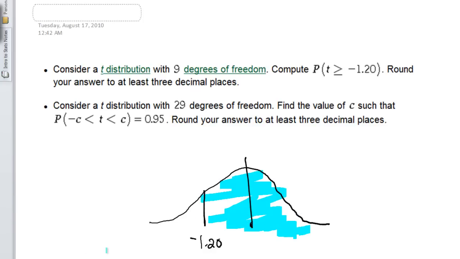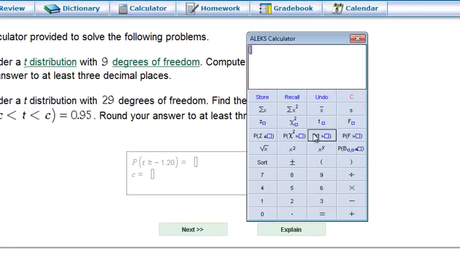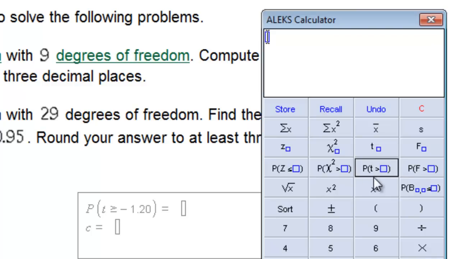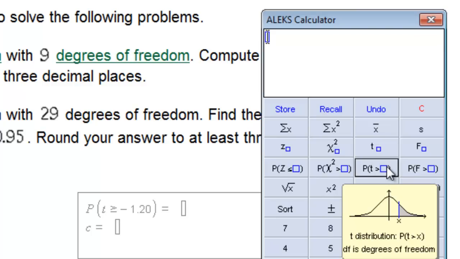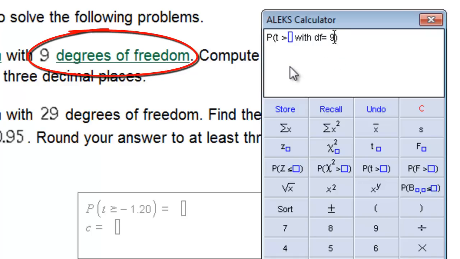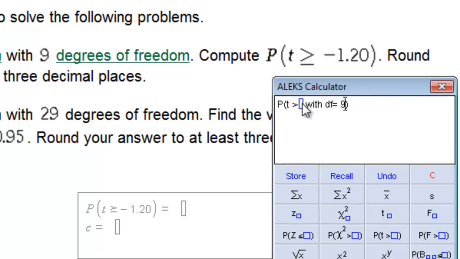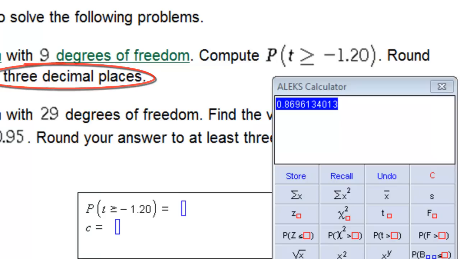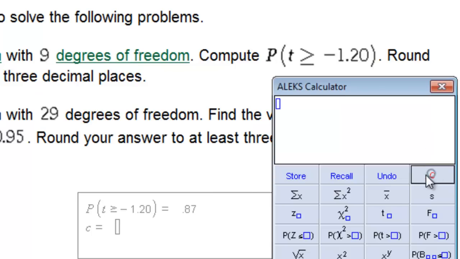Now here's where the T button in ALEKS differs from the Z button calculator. The Z button has a less than or equal to symbol, while the T button has a greater than symbol. And you notice that the picture shades in the right side, to the right of our cutoff value. So let's hit it. And you notice it has two things, because it's not one t curve, there's many t curves. So I need the right t distribution. I need the one with 9 degrees of freedom. So I put in a 9 there. And now I want it greater than negative 1.20. So that's easy. I can just type into the box. I don't have to use the complement rule or anything like that. I hit enter, and there is my answer. It is 0.8696. But they want it to 3 decimal places, so I'm going to call it 0.870 or just 0.87. So I'm done with that.